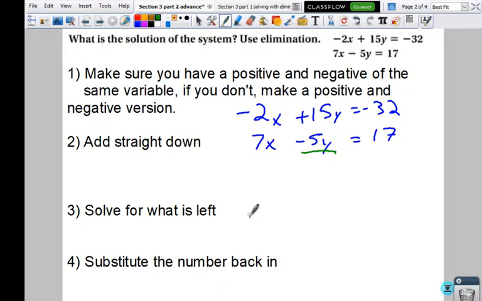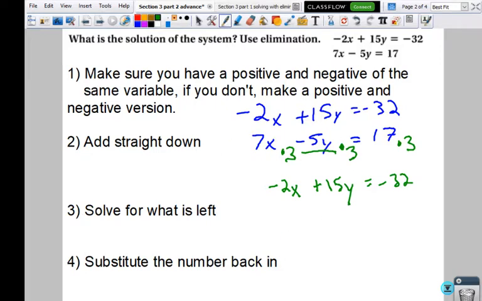So what I'm going to do for my step 1 is multiply by 3 on this bottom one everywhere. So my top row is going to stay the same. I'm not changing that one. It's going to stay as negative 2x plus 15y equals negative 32.